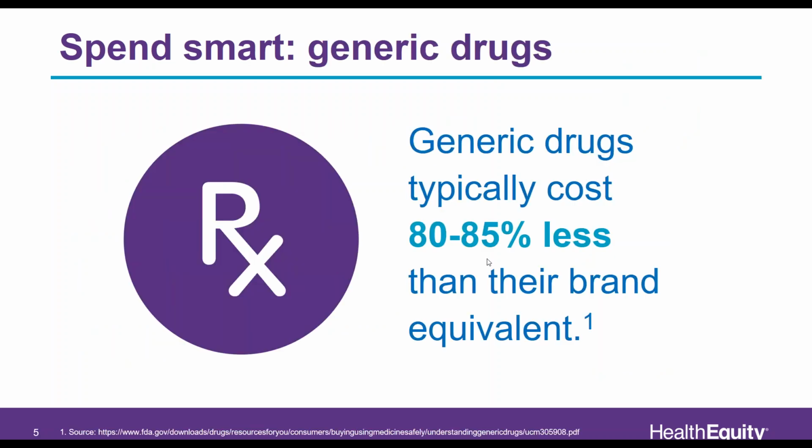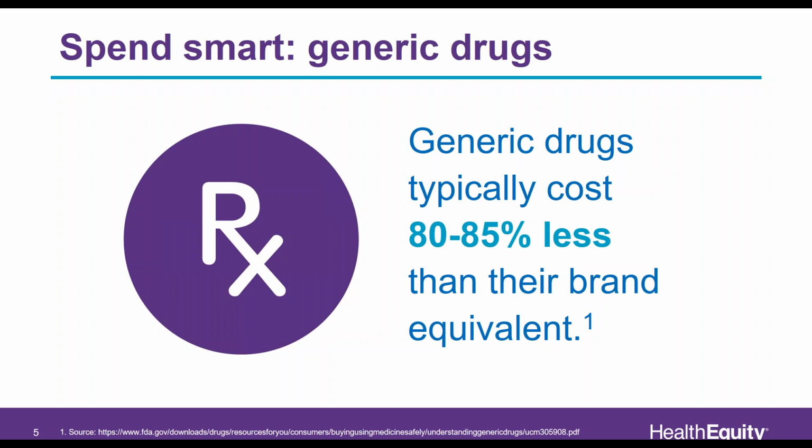Now, spending our money wisely with generic drugs. Generic drugs typically cost 80 to 85% less than their brand equivalent. To me, that was kind of shocking. I didn't really realize just how much of a difference there would be between the two. Oftentimes, those generic drugs and brand name drugs are going to have the exact same ingredients. They were most likely made the exact same way. One just has a brand name and one doesn't.